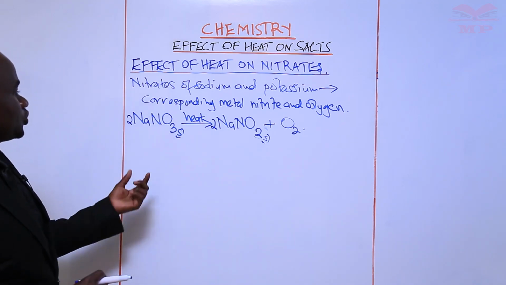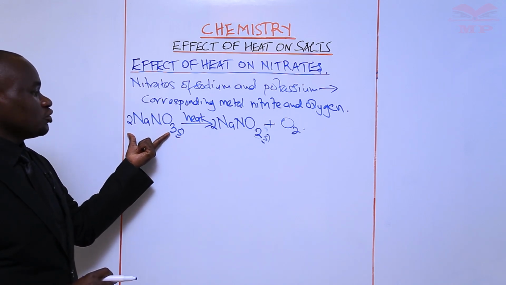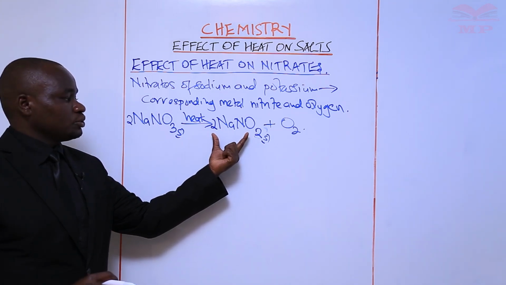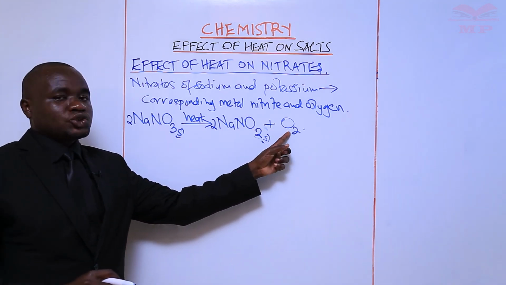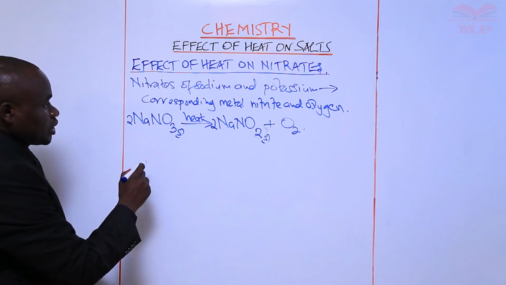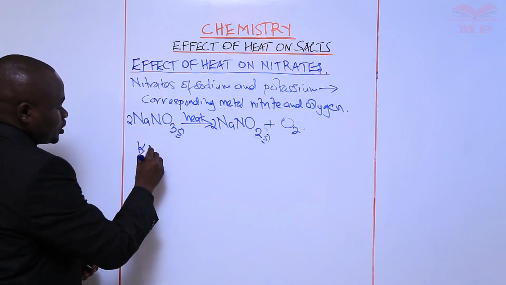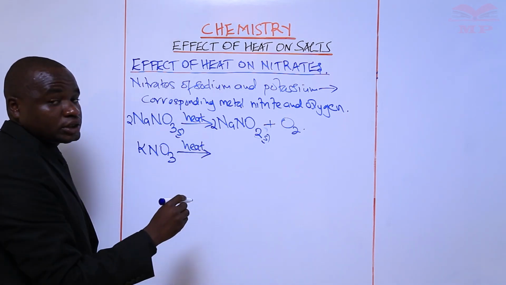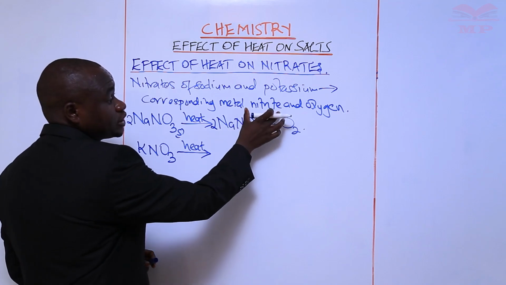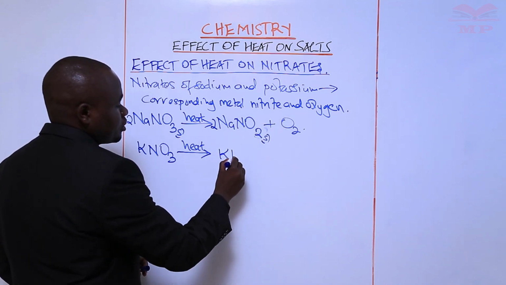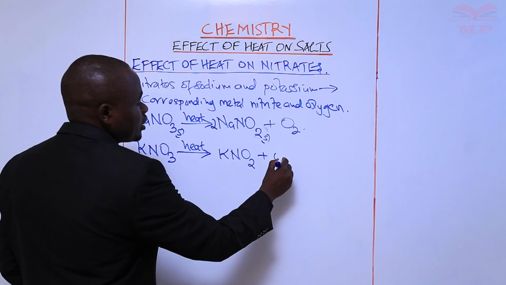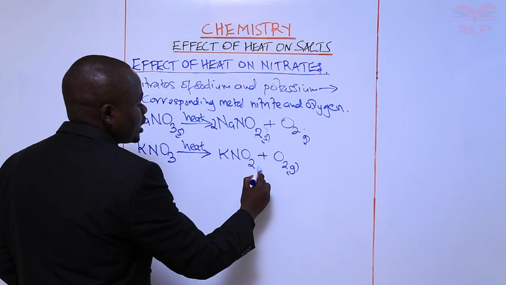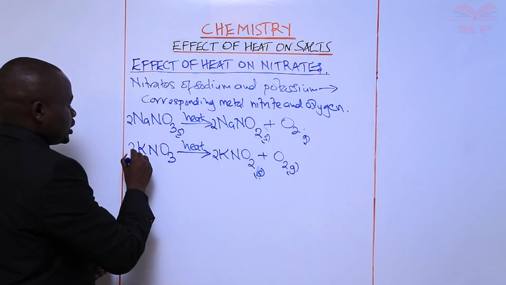It will balance because we are going to have 6 atoms of oxygen on the left. Also on the right, there will be 6, because 2 times 2 is 4, plus 2, that will give you 6. The same applies to potassium nitrate. Potassium nitrate decomposes on heating to give the corresponding nitrite. Remember, that will be potassium nitrite and oxygen gas. So we balance as usual. So we put 2 and then 2.